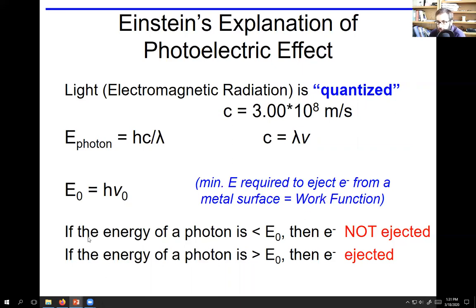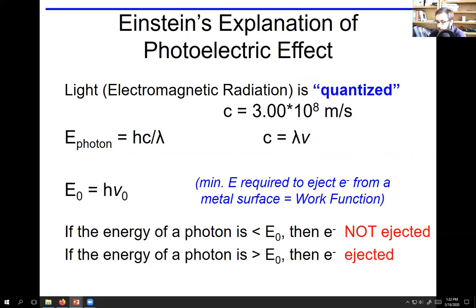And we'll be doing problems on that in a second. So basically, summarizing the photoelectric effect is as follows down here at the bottom. If the energy of the photon isn't enough compared to the E naught, okay, E naught is the minimum energy required to eject an electron from the metal surface. Physicists call this the work function of the metal. So if the photon doesn't have enough energy, then the electron won't be ejected, okay? And if there is enough energy, then the electron will be ejected. So if there's greater energy, then the electron will be ejected. All right, so that's basically that explanation of the photoelectric effect.